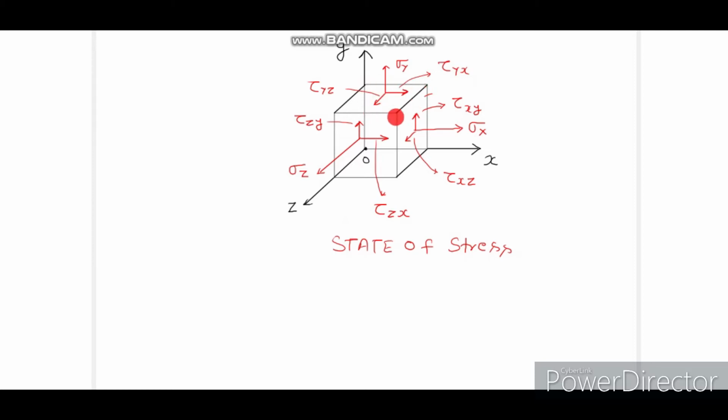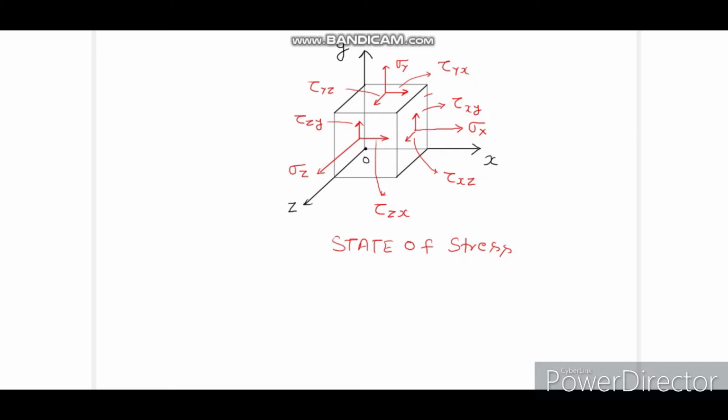There are 3 planes. This is perpendicular to the x-axis, the x plane, perpendicular to the y-axis, the y plane, and perpendicular to the z-axis, the z plane. Each plane has 3 stress components. One is along its normal direction, known as normal stress, and 2 mutually perpendicular directions lying in the plane, known as shear stresses. For example, this is tau xy, which means on x plane in the direction of y. This is tau xz, meaning on x plane in the direction of z.